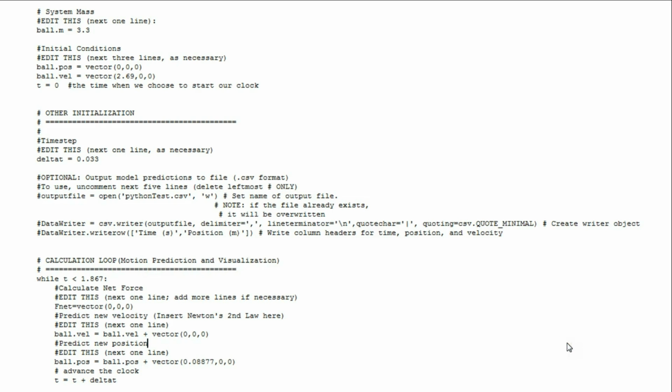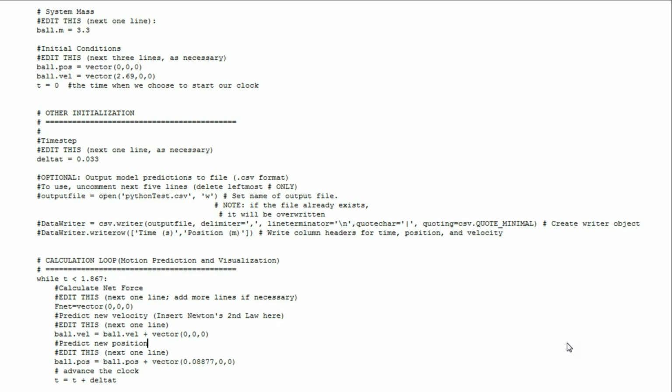In order to create an accurate computational model of this system, I did change some of the Python script from Lab 1. The first thing I did was set the ball's mass equal to 3.3 kilograms. Then I found the ball's average velocity from the Tracker data and set that equal to 2.69 meters per second. Then I set delta t equal to 0.033 seconds, which was the time increment used for the data in Tracker.